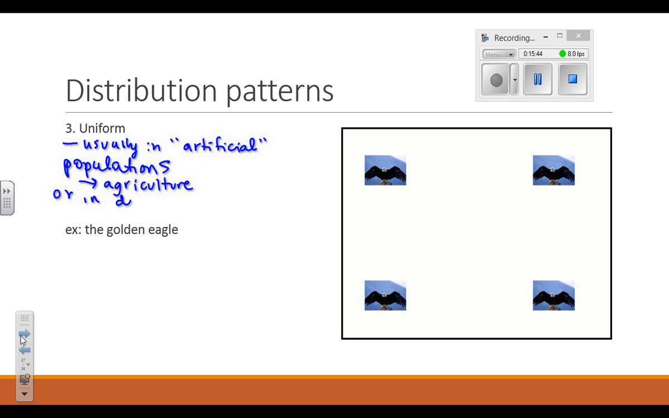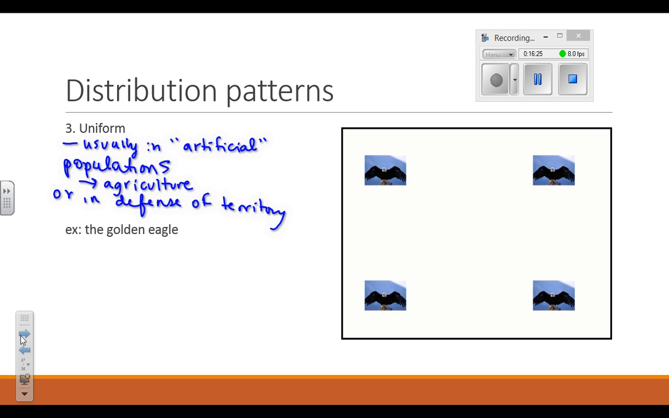Or in defense of territory. So the golden eagle is my example, but really any large predator might have a uniform distribution pattern. It might be hard to say that it's perfectly uniform, but it would probably be pretty close. Big predatory birds like this tend to stake out an area and chase off other birds that try to enter their territorial area. So there should only be one of them in a given area. And they usually spread out about the same distance apart from each other.